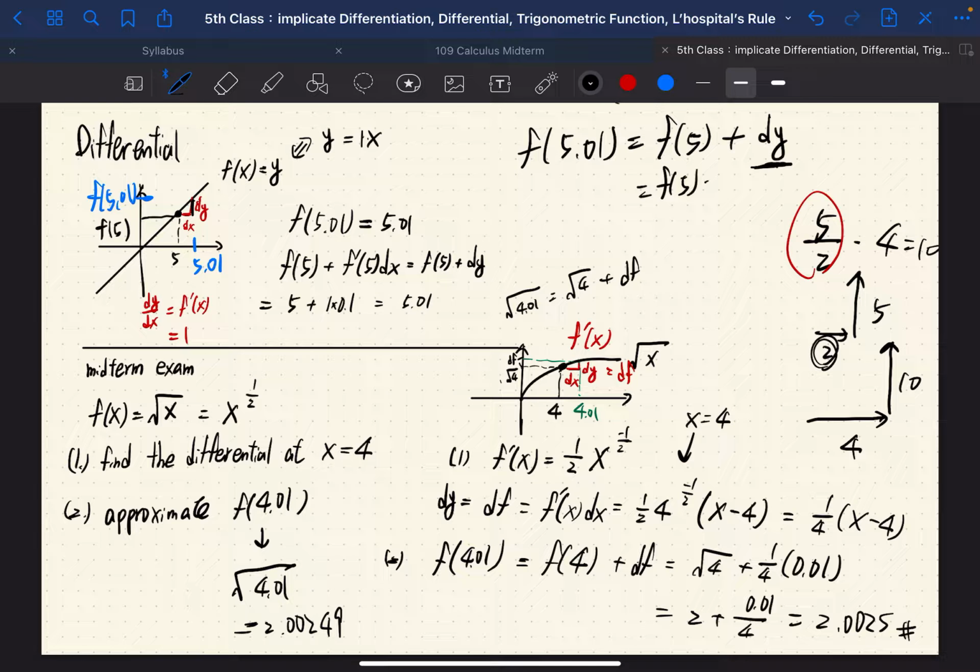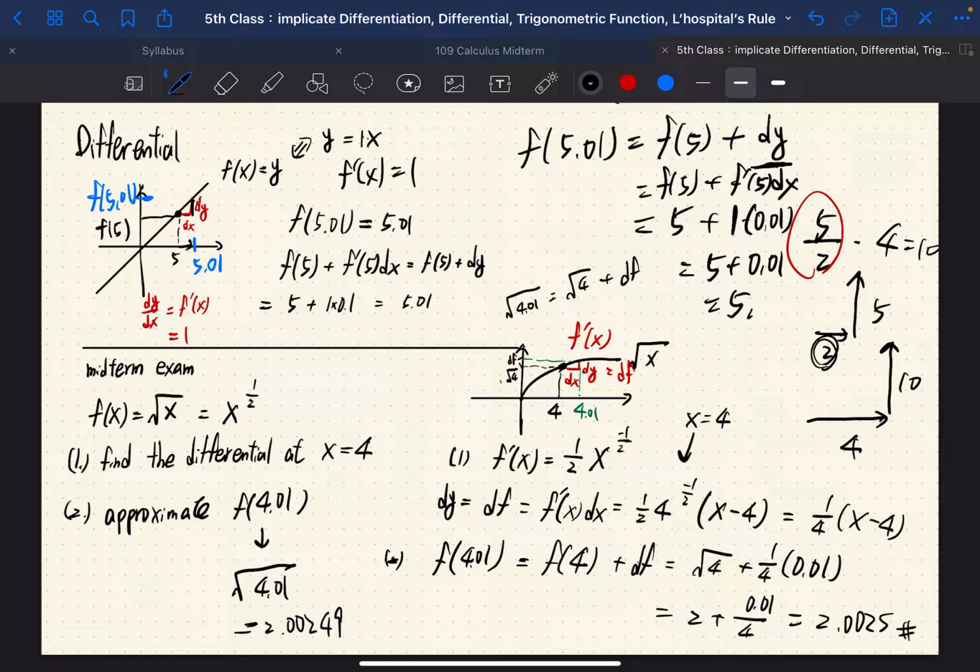So f of 5 plus f prime of 5, the derivative at 5, then multiplied by dx. So f of 5 is 5. What is the derivative of this guy? When we go right one step, we go up one step. The derivative of this graph, f prime of x, is equal to 1. So f prime of 5 is 1. And dx, how much do we go to the right? It is 0.01. So the answer is 5 plus 0.01, which is 5.01.